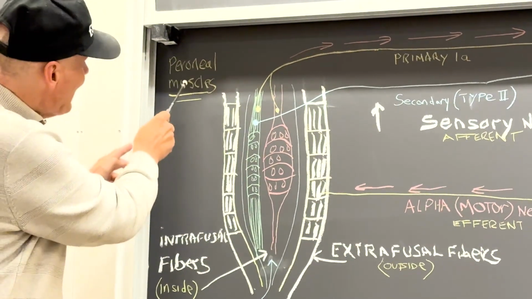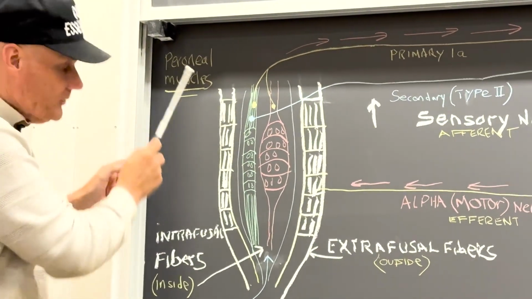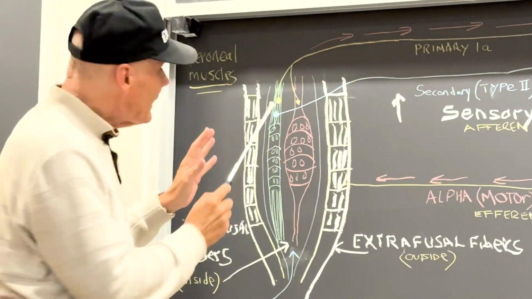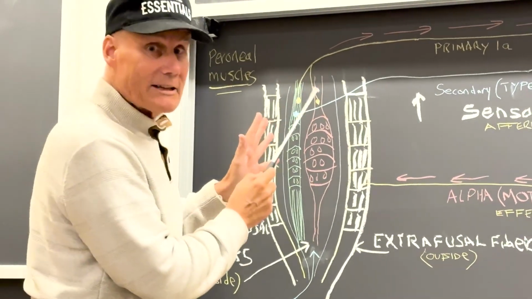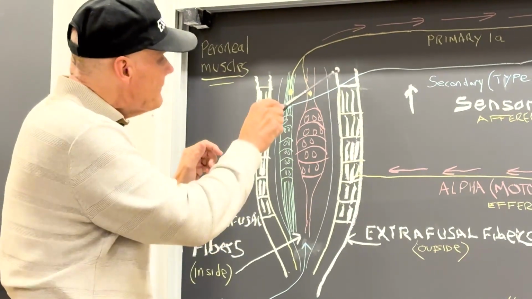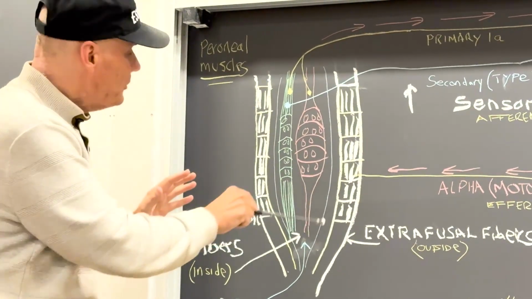Maybe we're still talking about the peroneal muscles, the muscles on the side of the ankle. Okay, those are the muscles that would possibly be put on stretch. So we're just making believe that this is the peroneal muscles, or the outside of the ankle.